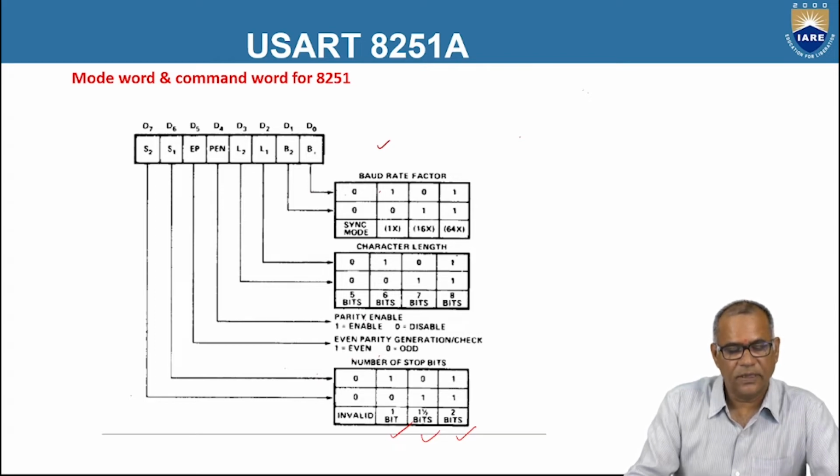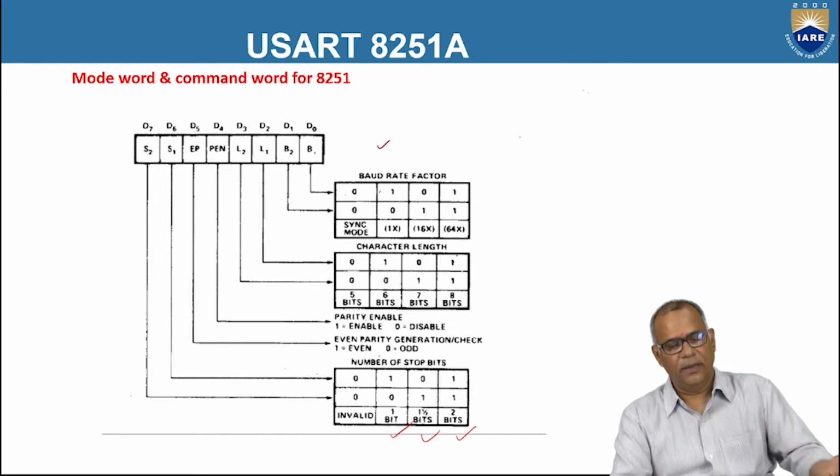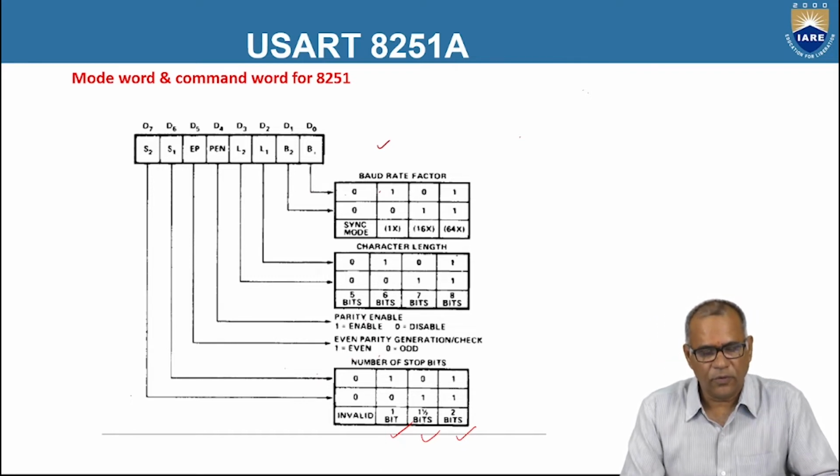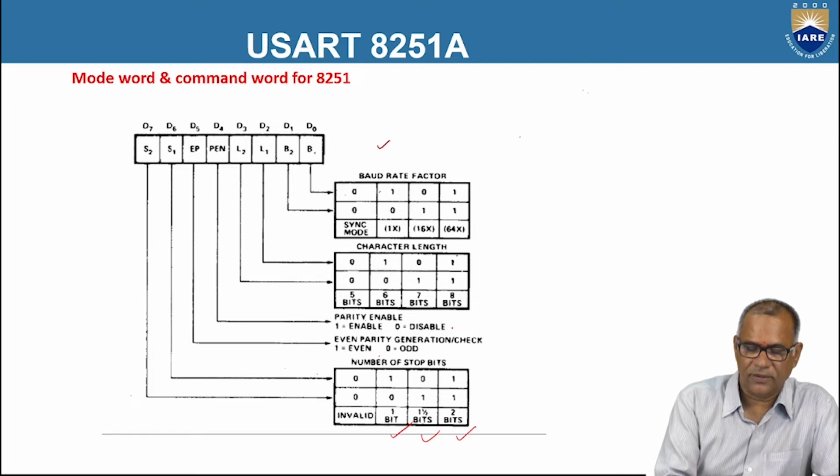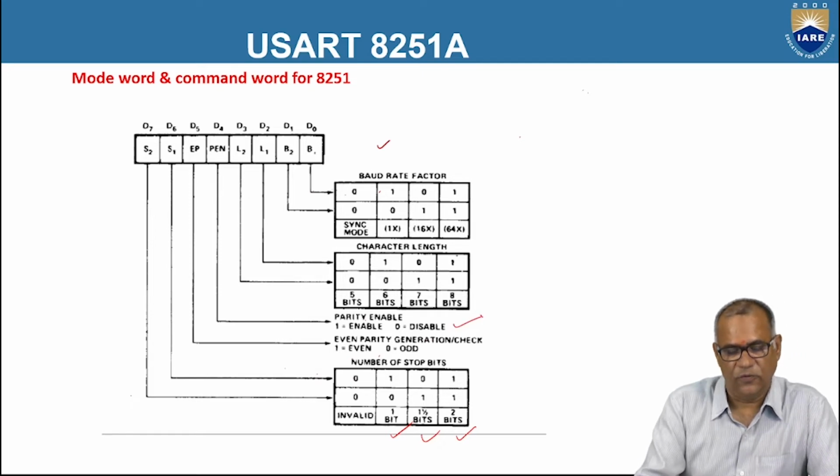And next is EP. EP is nothing but even parity generation. So if it is 1, it is even parity. If it is 0, odd parity. And if parity is enabled, then you have to program this bit as 1. Otherwise, you have to program this bit as 0.